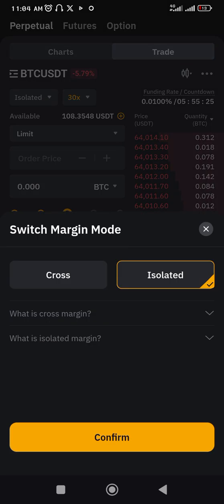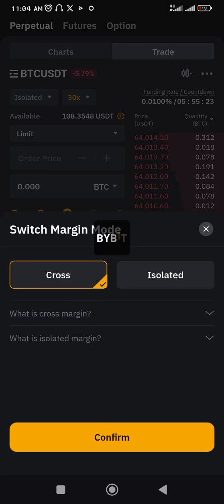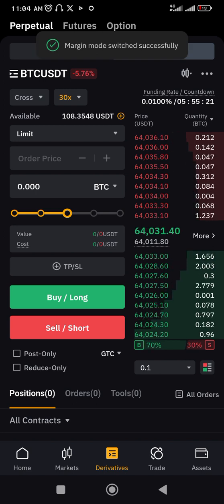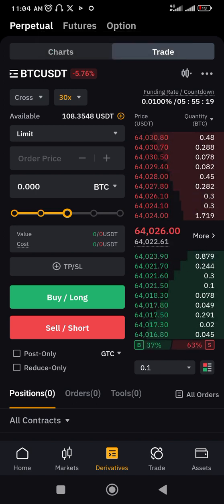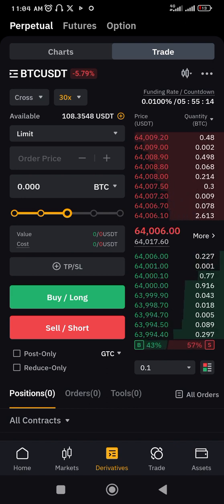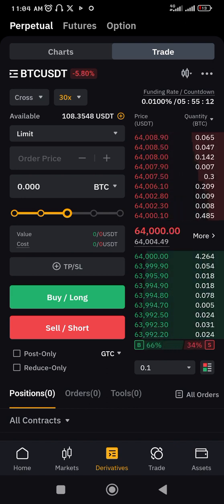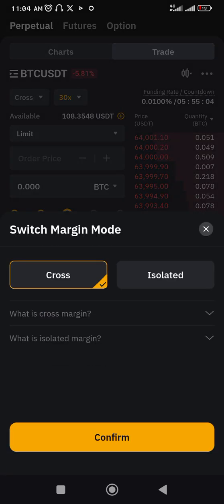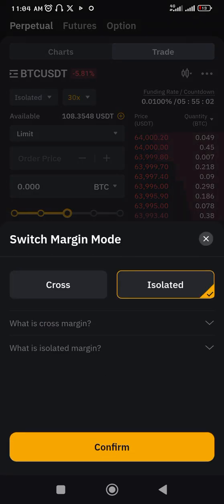But if I set this to cross and I enter a trade with $20 and that $20 gets liquidated, it will cross over to my initial balance, which is the remaining $80 I have, which I did not enter a trade with. So that is just the difference between cross and isolated. Then I'll set this back to cross because this is what I like using.